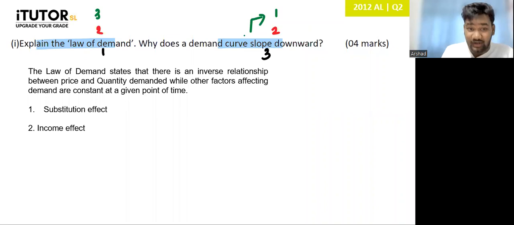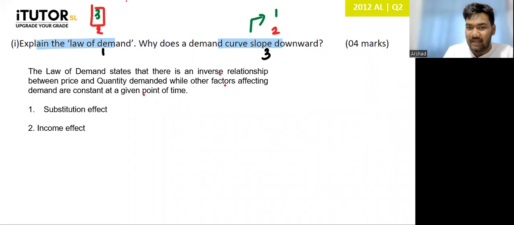How do you write? For law of demand, think they are giving the highest possible mark. So you explain this for 3 marks, right? So you write everything, inverse relationship, other factors are constant, given point of time. That's all that you can write, guys. So think that they are giving 3 marks for this, then write. Yeah, always think that they are giving the higher mark.